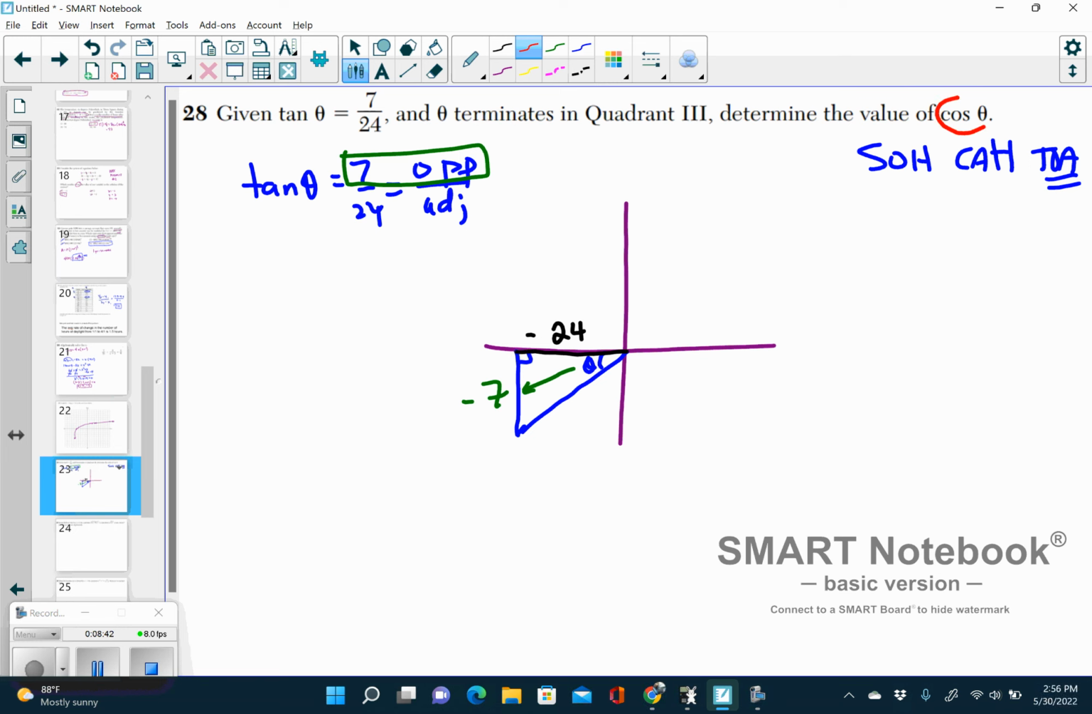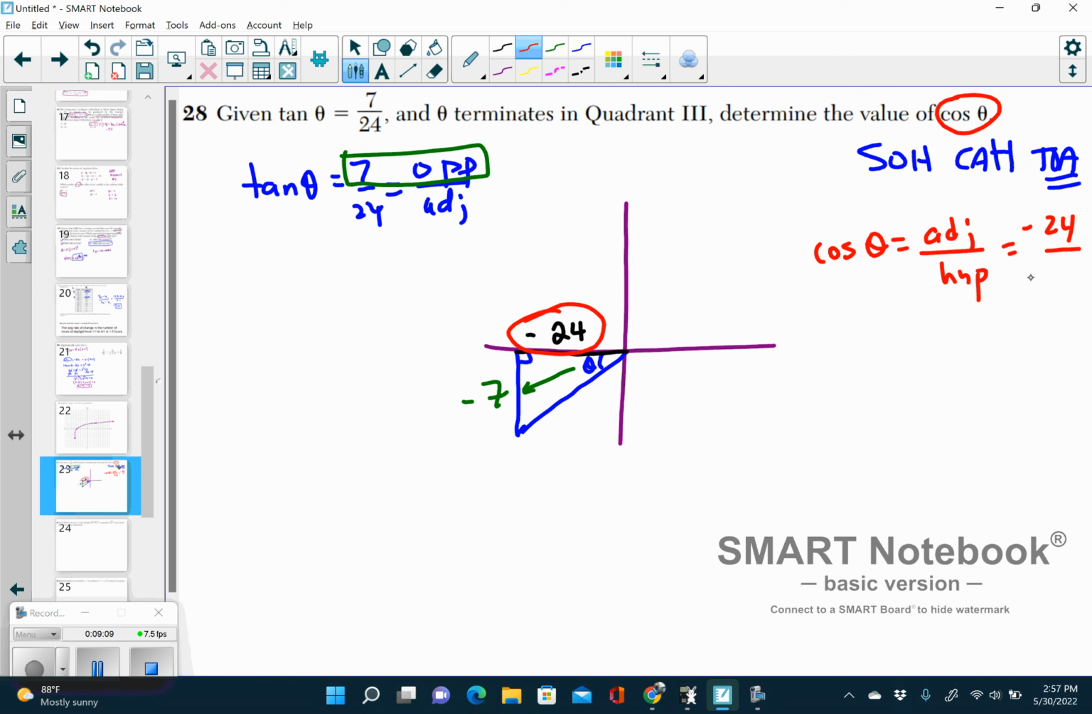So this is what it's asking me to find. So cosine of theta is equal to, right, I'm looking to see what that's equal to. So I'm going to go ahead and cosine is equal to adjacent over hypotenuse. So I have my adjacent side already. It's going to be -24. It's right here. So I put -24 over, and I need to find my hypotenuse.